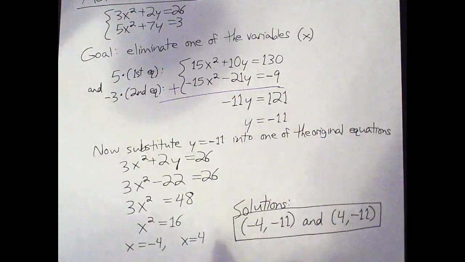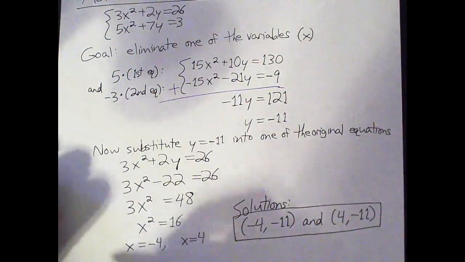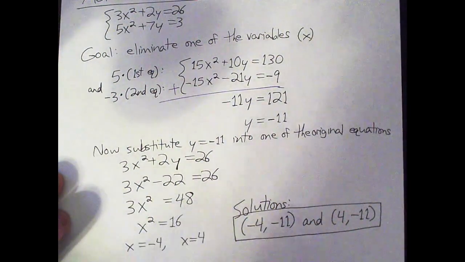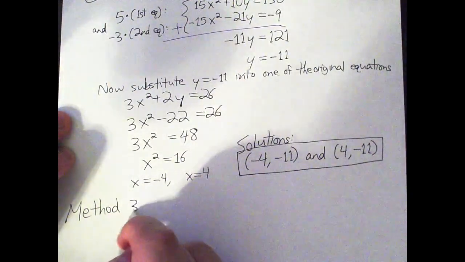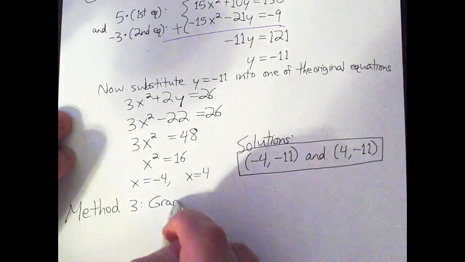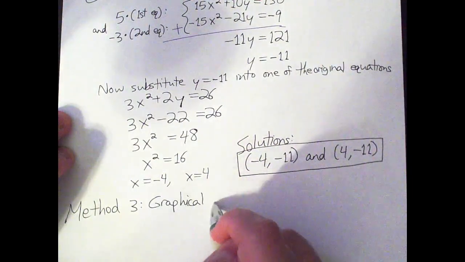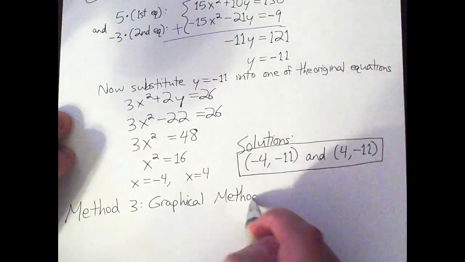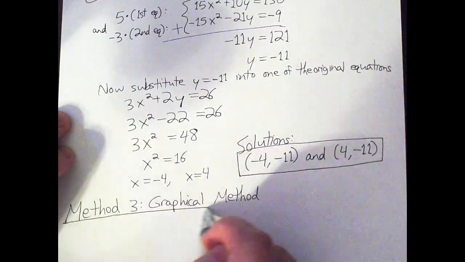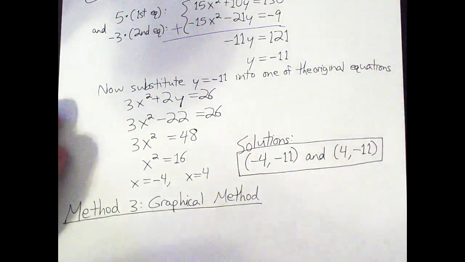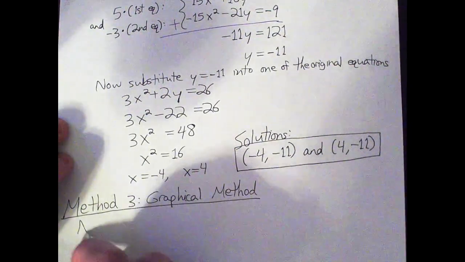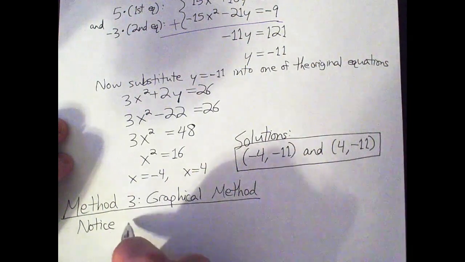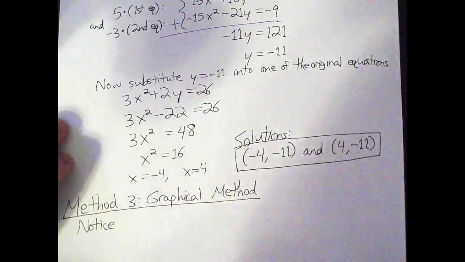Now, I said that there were actually three methods we were going to discuss. So method 3 is a graphical method. Yeah, we haven't drawn any pictures today. We're talking about the intersection of two curves. So notice we're still talking about the same system, okay?